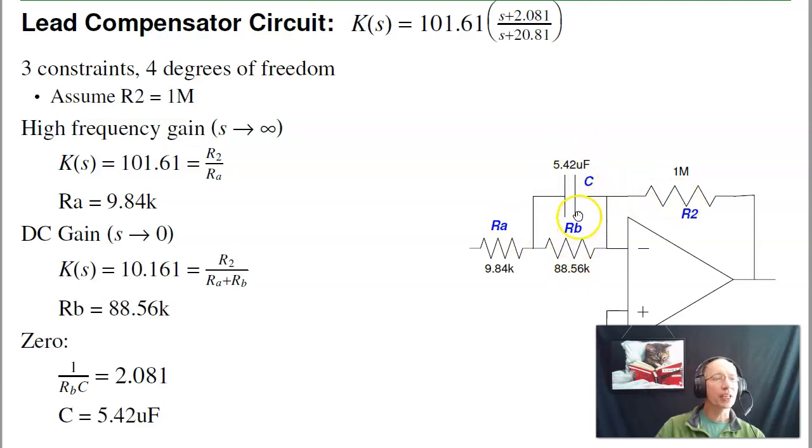In the circuit, as s goes to infinity, capacitors are short, all I have is RA. So as s goes to infinity, the gain is R2 over RA. As s goes to infinity, the gain should be 101. So R2 over RA is 101. RA is 9.84K. At DC, the gain is R2 over RA plus RB. At DC, plug in s equals 0 and get a gain of 10. That says that RA plus RB is 92K. Solving, RB is 88K.